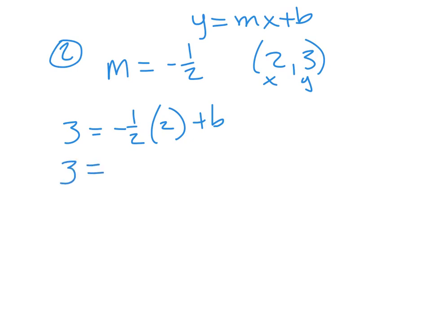Negative times a negative is a positive. 1/2 times 1/2 would be? Yeah, it's -1 though, right? Wait, repeat the question again. -1/2 times 2. -1/2. You're right, it is a negative, because it's one negative times a positive. So it's -1, -1 plus b.